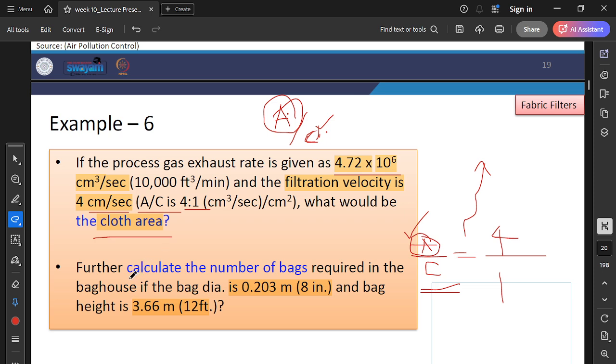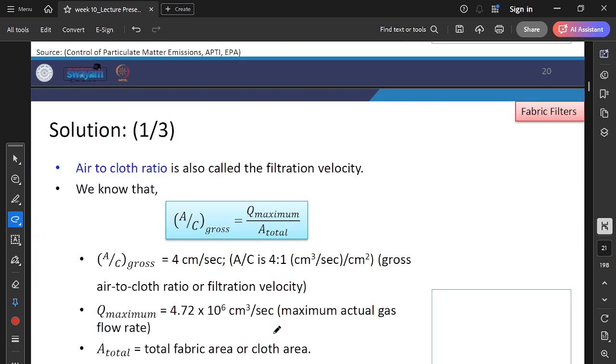Then the second question is to calculate the number of bags required. If you know the total area and one bag's area, then you can easily identify how many bags. They have given bag diameter and bag height, so one bag area you can easily find. You divide the total area by it and you will get the number of bags. So how to go with the A by C gross ratio? There is A by C gross ratio and A by C net ratio. A by C gross is total area by cloth area, and A by C net means net area by cloth area.